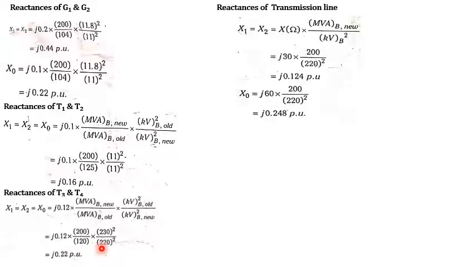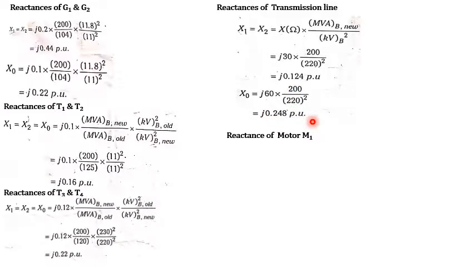Coming to the transmission line, x1 is equal to x2 is x in ohms into MVA base new by kV base square. So this is something different. J30 for the positive and negative, 200 MVA is the new base, and the voltage is 220 square. And the x0 value is J60. Which kV base square do we have to consider? The base voltage which you are considering, that voltage we have to consider. So we'll get 0.248 per unit.